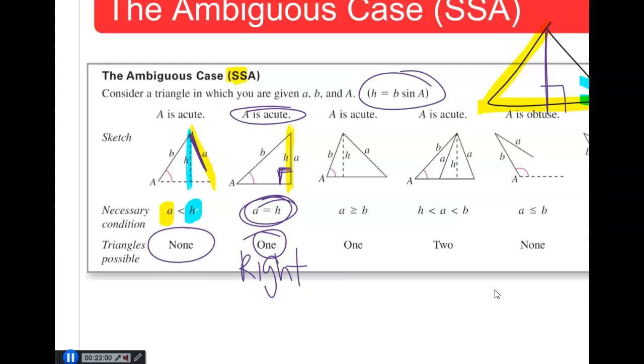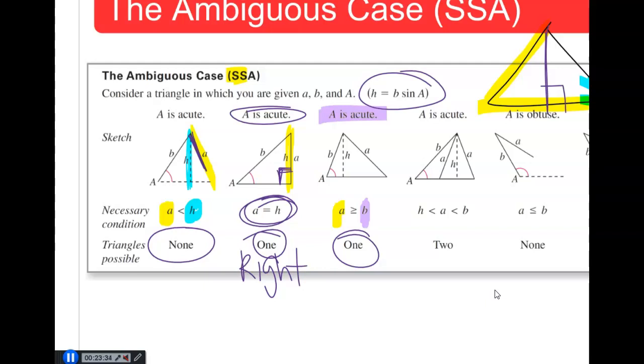Then we have another case with one solution, and that would be if one of the sides, actually the one opposite to the angle given, side A, is greater than the other side, the side that is not corresponding with the angle. So if it's greater than or equal, then you have an acute triangle. So just like the one we solved previously.